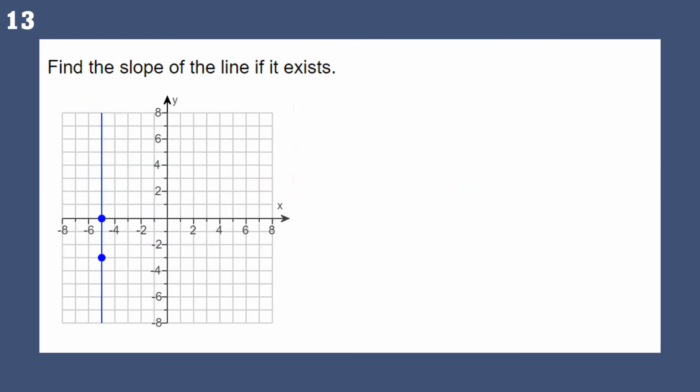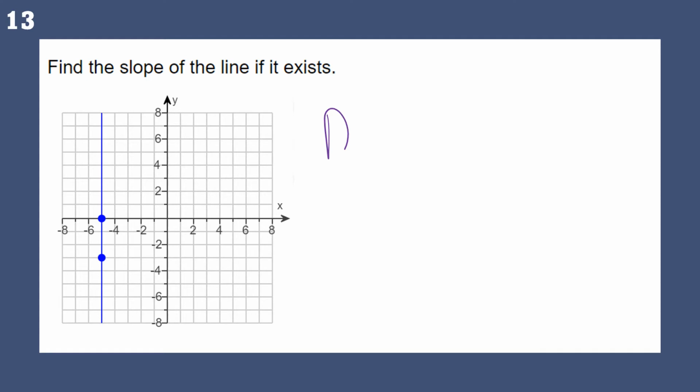Find the slope of the line if it exists. Now, does the slope of the line exist? Well, first off, how steep would you say that line is? If you tried to ski down that slope, would it be a 0, as in very, very easy, or would it be a 10, as in really, really steep? Or in this case, it would be infinity.